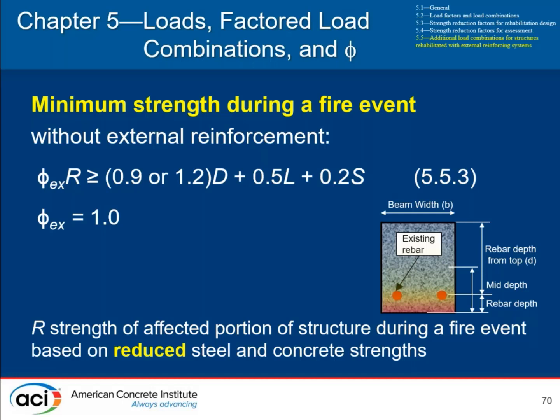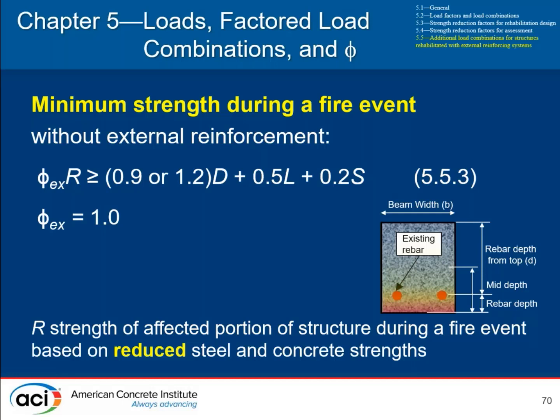Here we're using a strength reduction factor of 1.0 for this case, and we're using 0.9 in conditions where the dead load is helping us, counteracting the live or the snow load effect, or we'd be using a factor of 1.2 on the dead load when the dead load is in addition to making the live load effect or the snow load effect worse. Again, if we've got sustained live loads, the 0.5 in this equation becomes a 1.0.